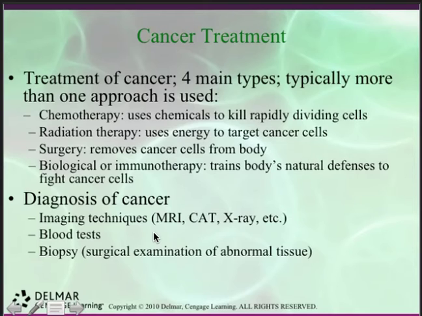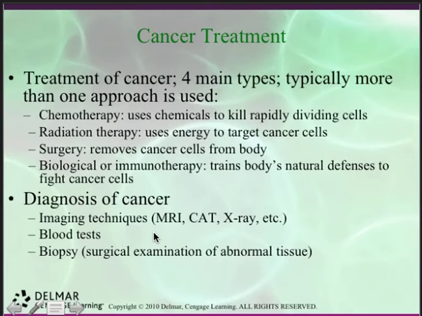How do we diagnose cancer? How do we decide that this is what you have? Well, we can use imaging techniques that look at the soft tissues of the body, the internal tissues, such as MRI, CAT scan, and X-ray. We can also do blood tests, which can detect the presence of certain molecules that indicate that cancer is present. An example in men is the PSA test that's used for the detection of prostate-specific antigen, which is an early indicator of prostate cancer.